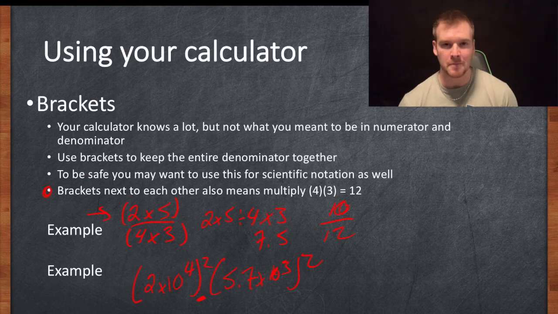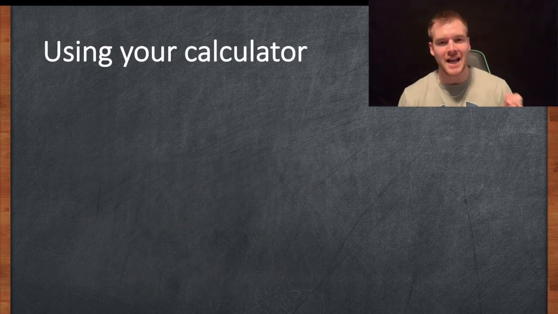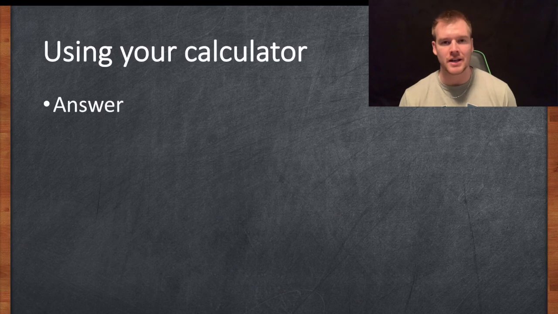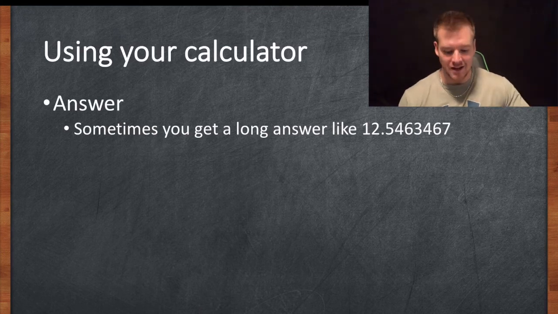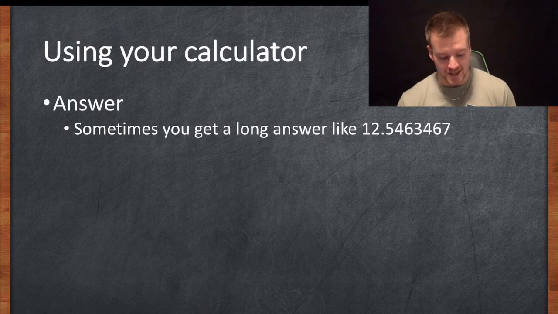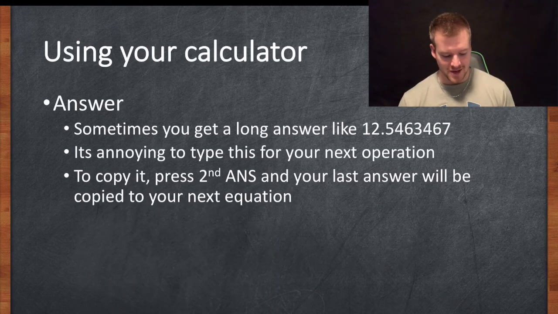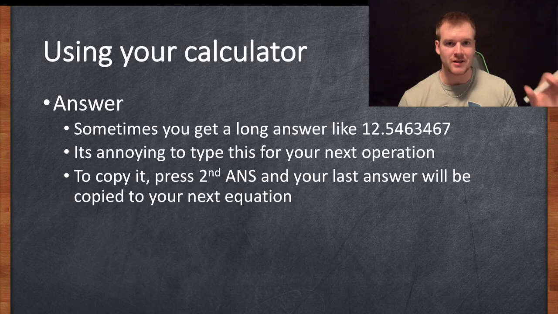Just a small detail. And lastly, but maybe the most important and the most simple, is your answer button. It can be annoying when you get a really long answer. So maybe you hit equals and it's 12.5463467, and there's all this big number. And then you have to use that again in something. Maybe you're doing lots of calculations together, and you don't want to enter all those digits in your calculator again. There's a way to simply do it. It's annoying to type that for the next operation, so you just press second and then equals, and it means answer, and it puts your previous answer into the next equation.